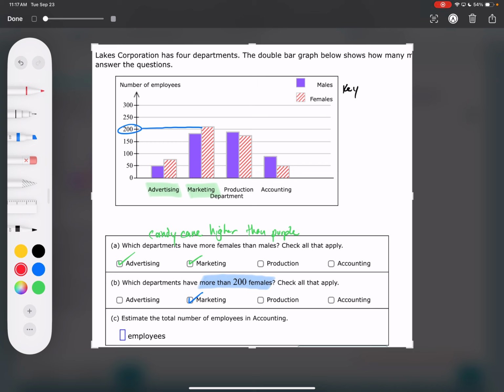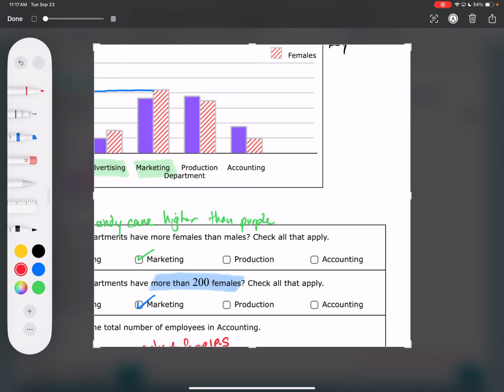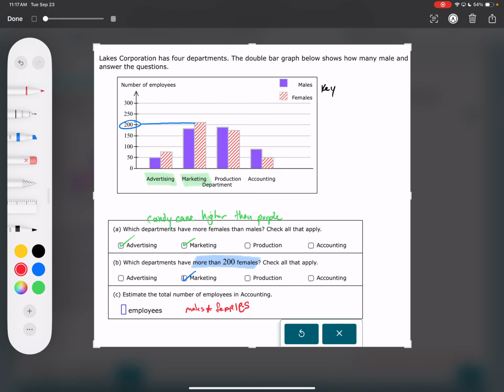And the last one, estimate the total number of employees in accounting. So this is just the total number of employees, so you would do males plus females. I'm down here at the bottom of my screen. It's not letting me write. Males plus females. So in accounting, when it says to estimate, you just want to get as close as you can. They say to estimate because this is kind of hard right here.